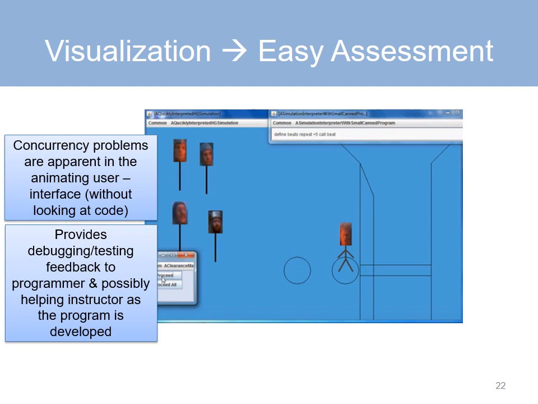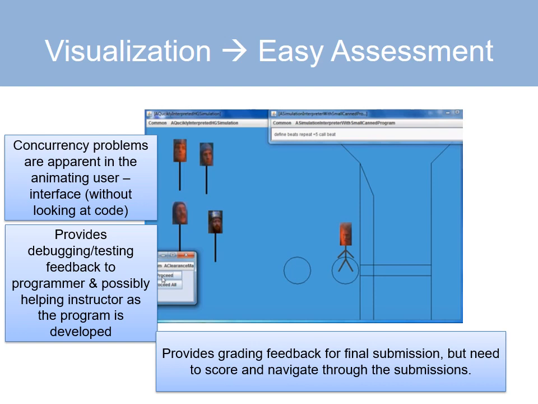Okay? So debugging and testing potentially becomes easier. And at some point, they have to be graded also and given a grade. So the final submissions also, the instructor doesn't have to go and look at the code to figure out whether they've got concurrency in there or not. They just look at the UI. Okay? But they have to go and navigate from one student to another student. They have to go and have a rubric and give them points. Okay, the threads are moving, but they're not moving in lockstep, so take off points for coordination. So that becomes a bit of a challenge.